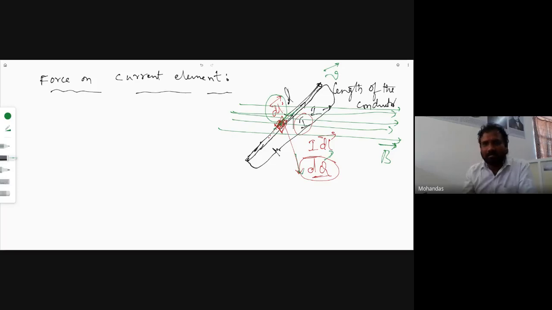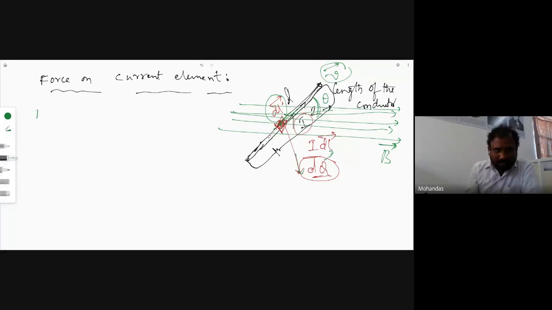And the angle between this conductor and this magnetic field, let us say theta. What is the theta here? It is the angle between this conductor and magnetic field B. Magnetic field is like this and the conductor is like this. The velocity of the charged particle is in this direction. Okay? Now, let me write one thing here.